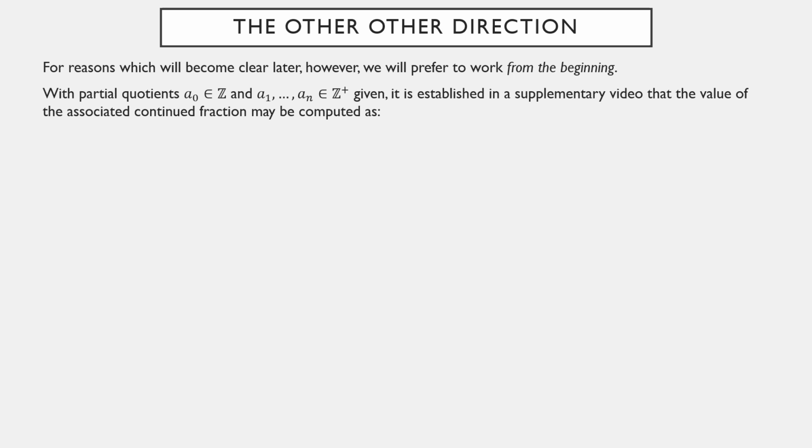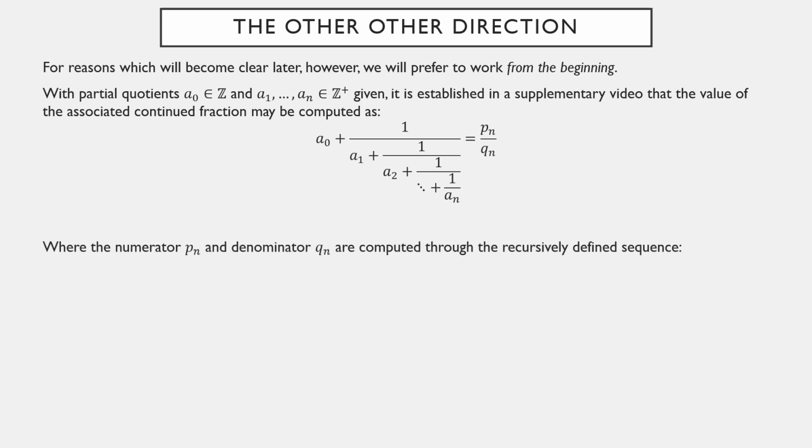There's a supplementary video that you can find here. Hopefully I put up the little card with a link. Okay, a supplementary video that shows the value of this continued fraction can be computed from the beginning forward as P_n over Q_n, where P_n and Q_n are computed through recursively defined sequences. P_0 is simply equal to a_0 and Q_0 is always equal to 1. P_1 is always equal to a_0 times a_1 plus 1, and Q_1 is equal to a_1.